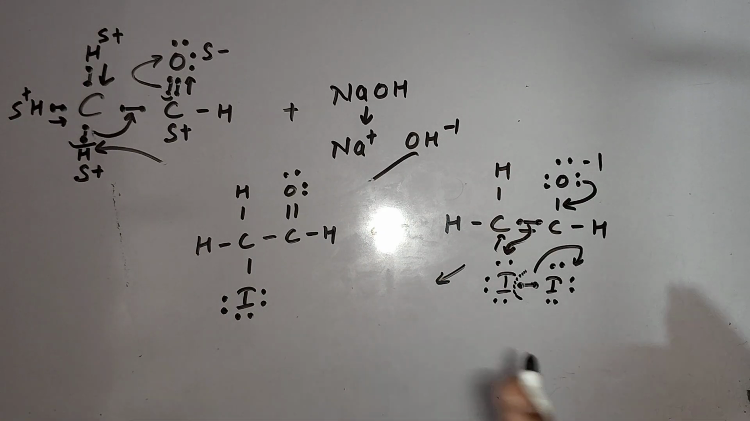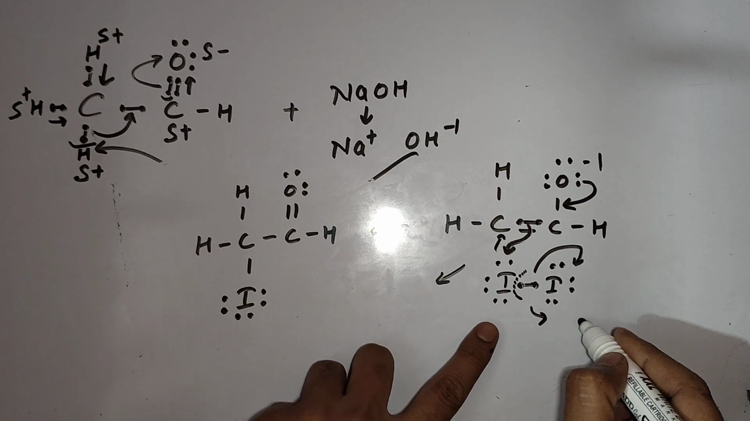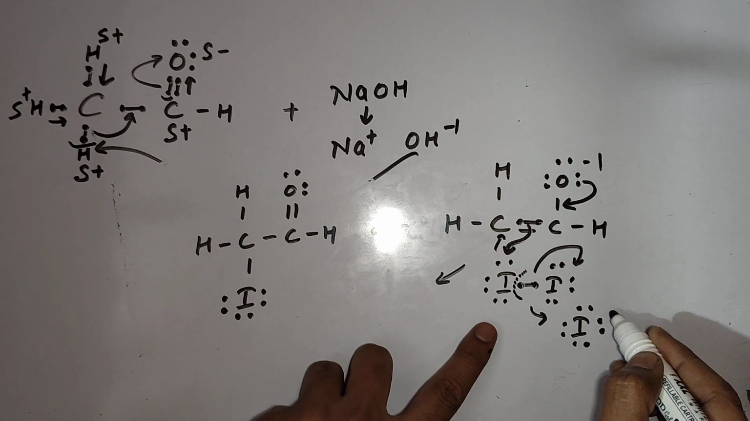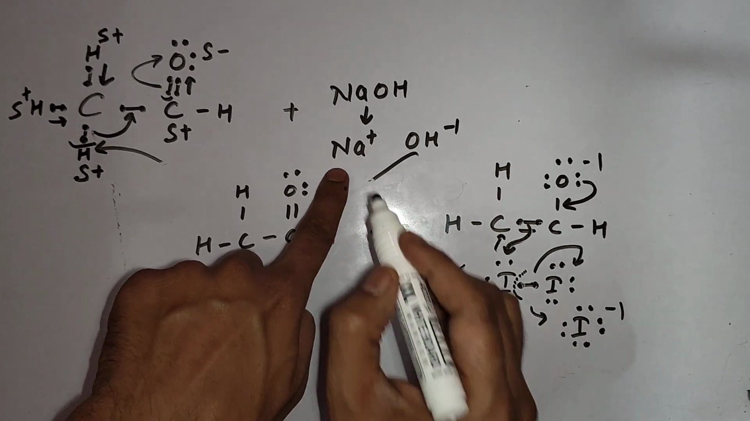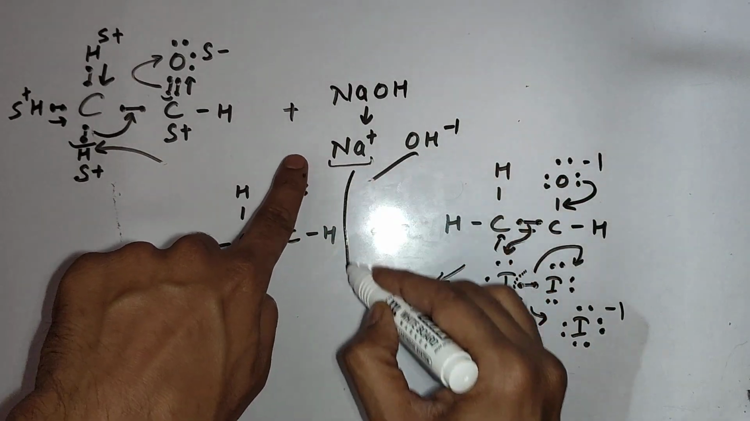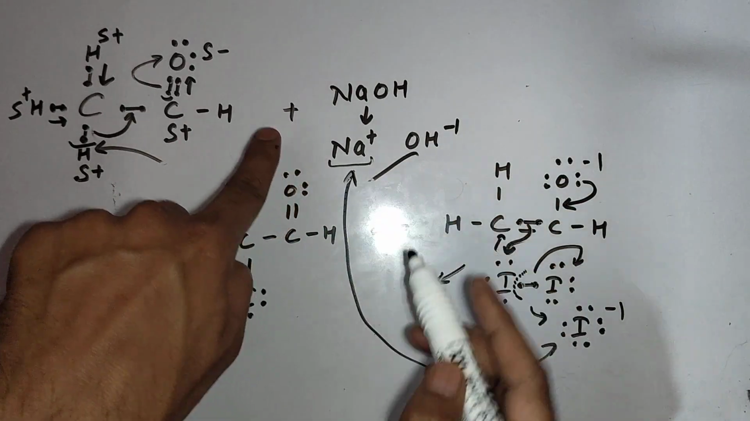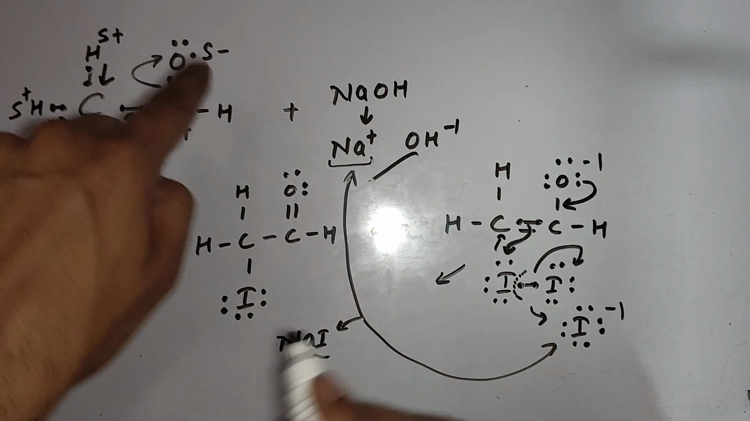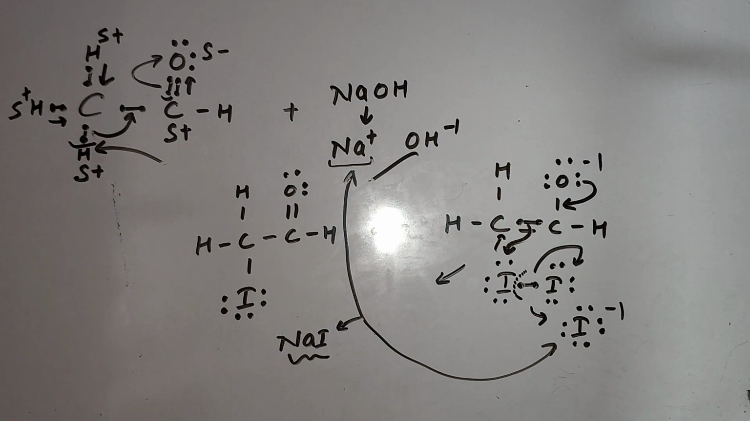This way, what will release out? I negative. Now this I negative will be balanced by this Na positive. So a third sodium iodide particle will generate. This one. The reaction is not stopped yet.